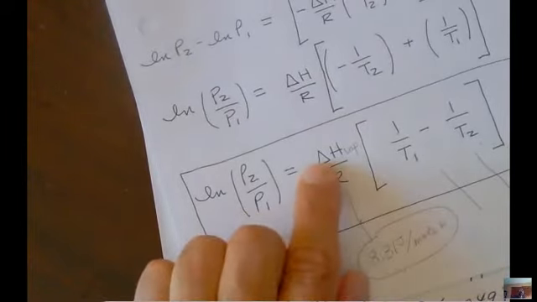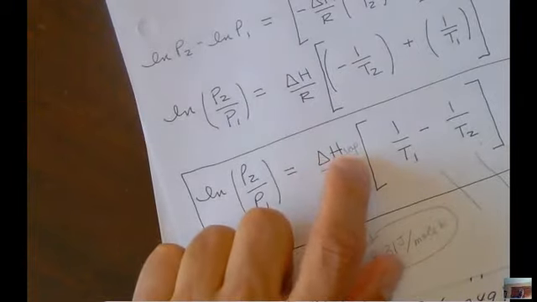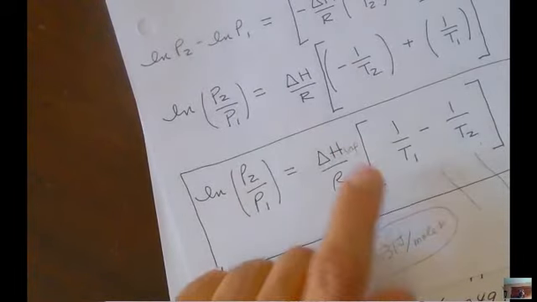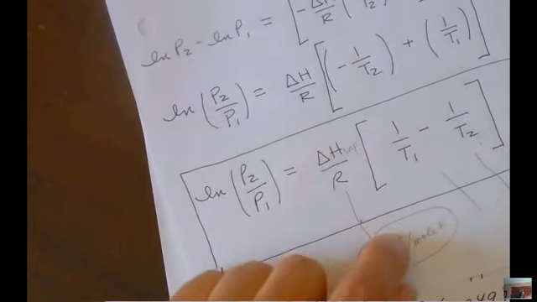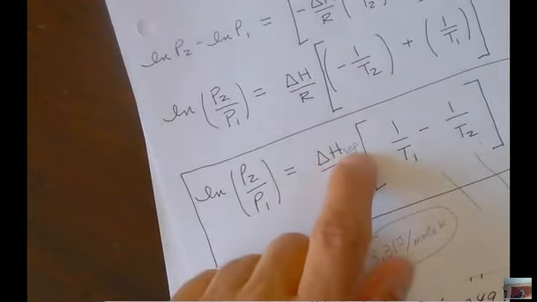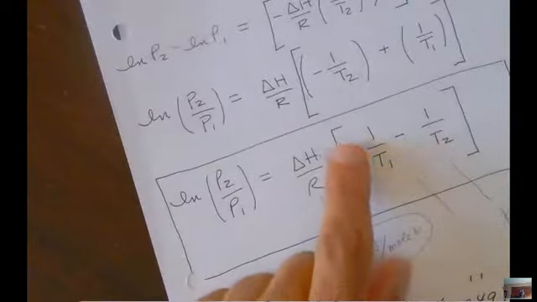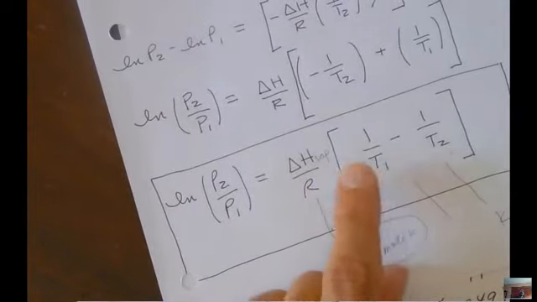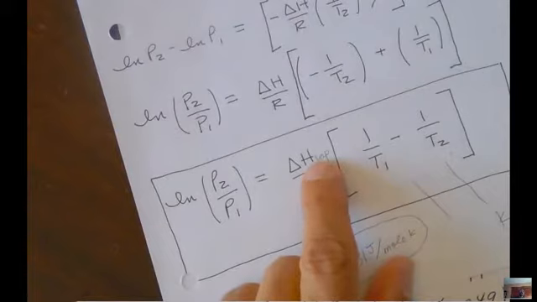In the numerator here, if I give you the delta H in kilojoules per mole, you have to change it to joules so that it matches up with this one, and the joules will cancel out. The energies have to cancel out. So if you're given delta H of vaporization in kJ per mole, you need to convert it to joules per mole. That means multiply by 1,000.